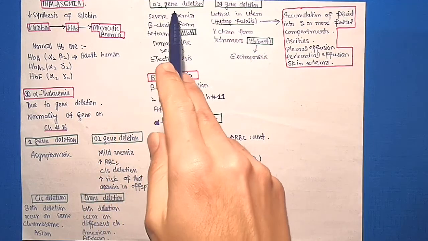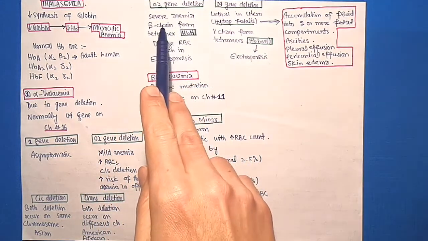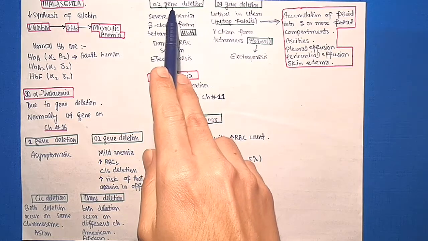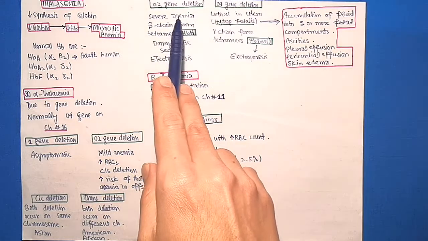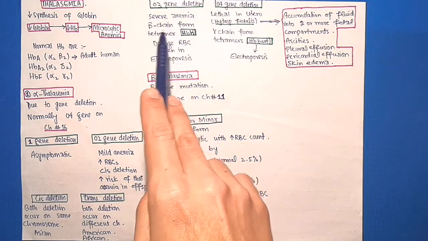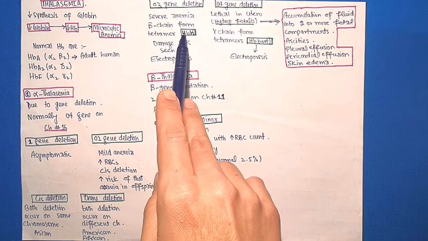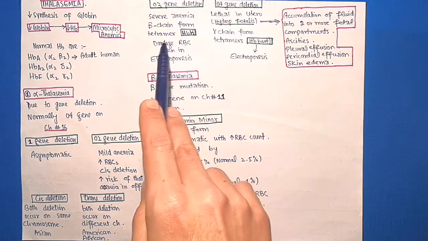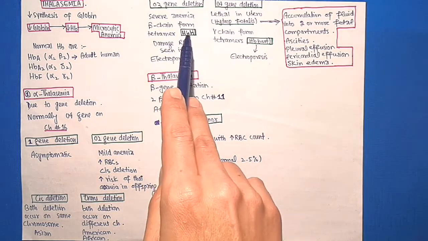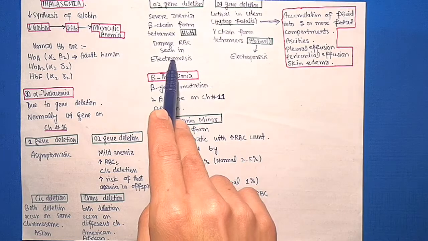3 gene deletion. A person having 3 gene deletion has severe anemia, and their beta chains form tetramers called HbH, which damage the red blood cell, and these tetramers are seen in electrophoresis.